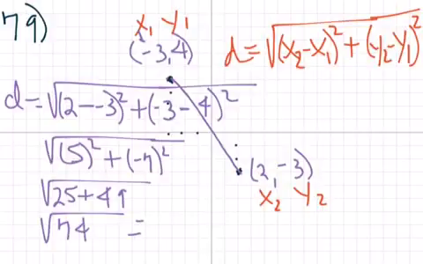Well, the square root of 74 on your calculator is 8.602, but when you round to the nearest tenth, that would be 8.6 units.